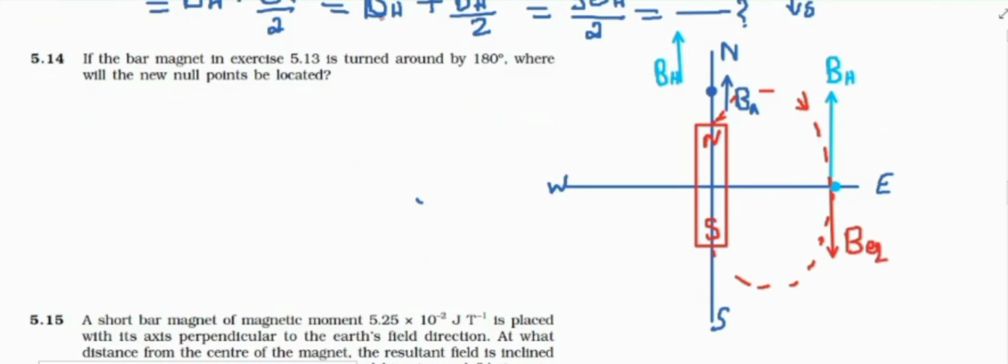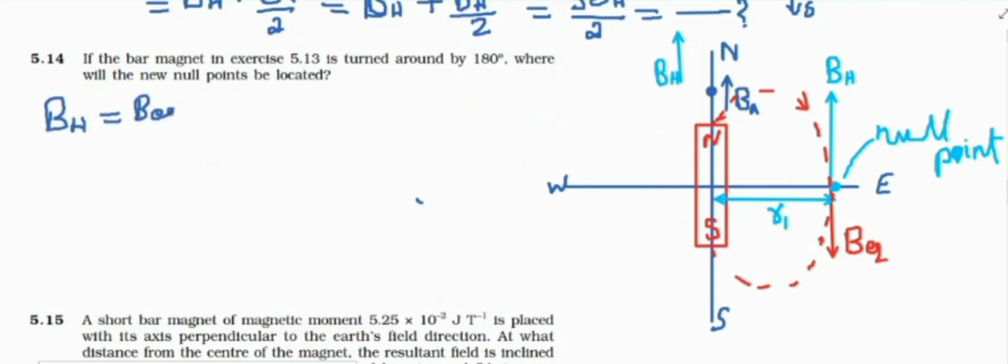And for a given distance, we can say R1. For a distance R1, BH is equal to B equatorial, so that this point becomes a null point. So the null point is obtained on the equatorial plane of the bar magnet. Okay, so you must have got the idea now. So now we can say BH is equal to B equatorial for the distance R1 to get the null point.